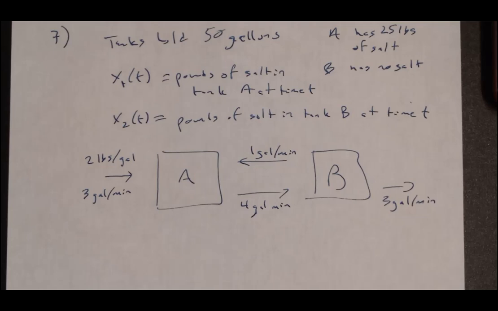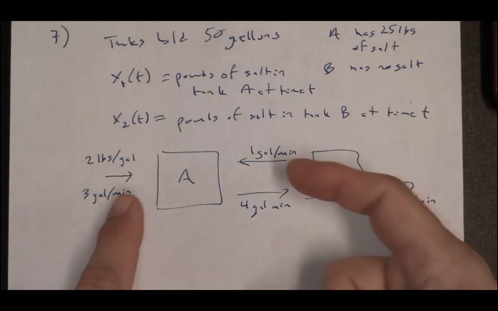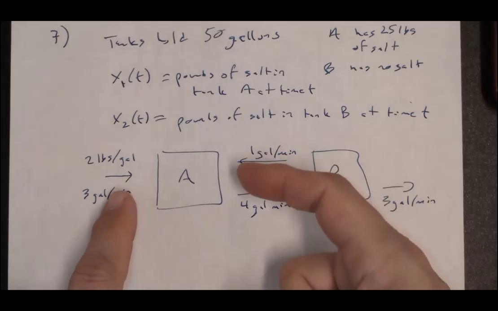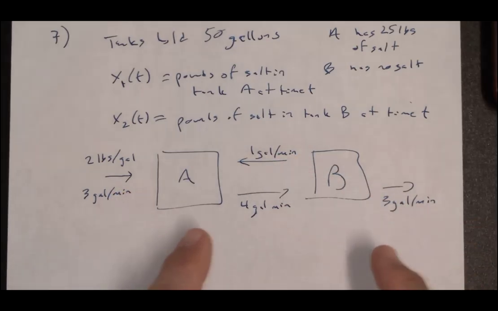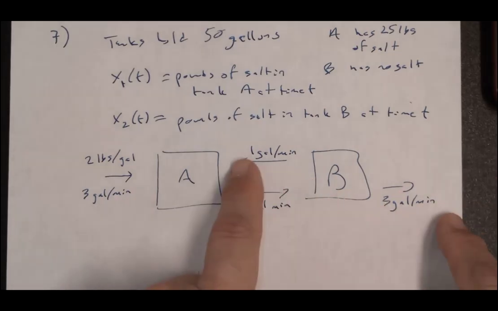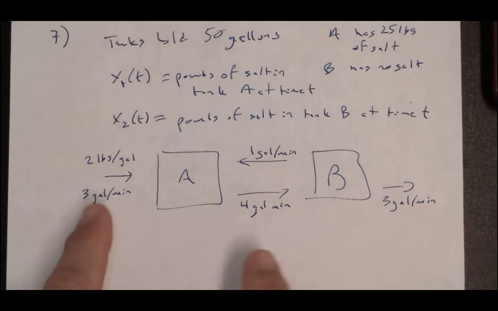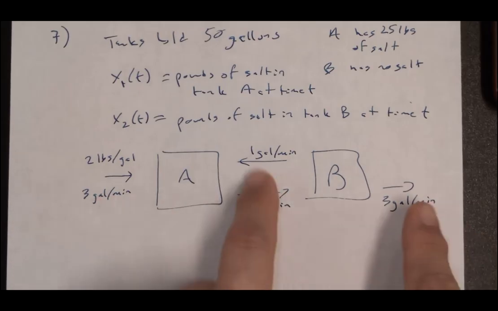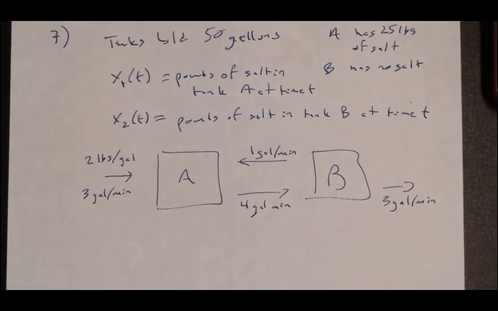I'm adding 4 to tank A and 4 to tank B. And I'm taking 4 out of tank B. So 4 in, 4 in, 4 out. Everything balances, right? I'm good with this.